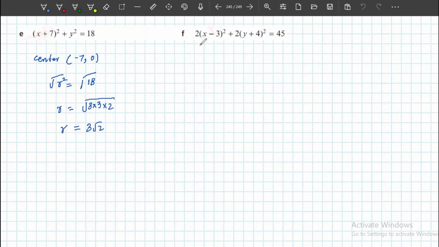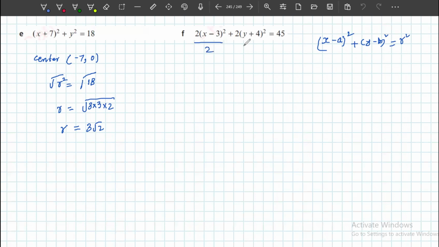And if we move on to the next, if you check the right side F part, there are two brackets open, x minus 3 whole square. If you remember, the form of the equation of a circle is x minus a whole squared plus y minus b whole squared is equal to r square. So there is no 2 or any constant before this bracket. So we will remove 2 first.